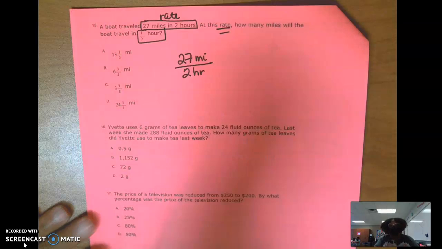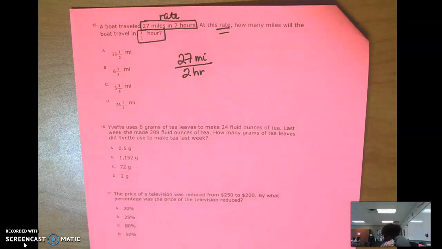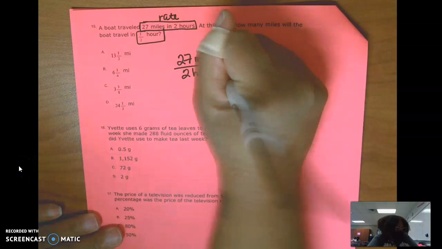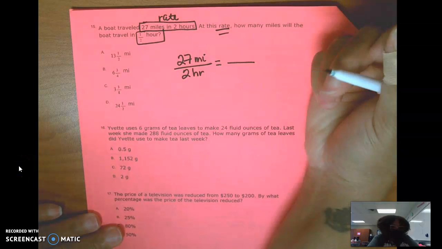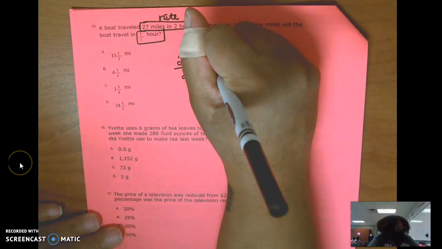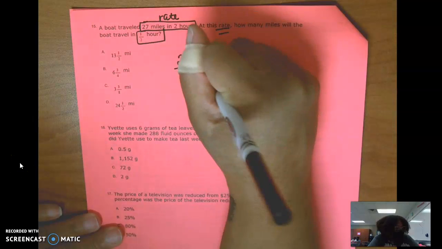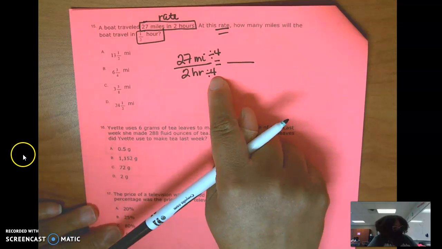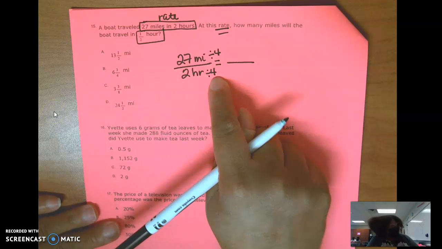Now I need this to stay as a rate. How will I find half an hour? Yes. Divide by what? I like by 4. Why are you dividing by 4? Divide by 4 on top, divide by 4 on bottom. What's 2 divided by 4? 0.5.